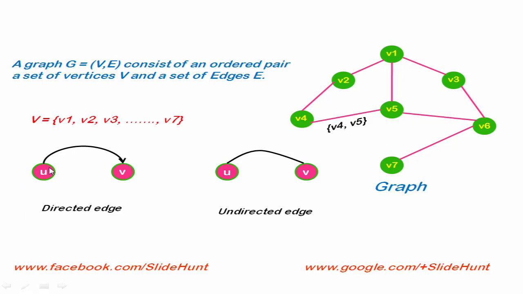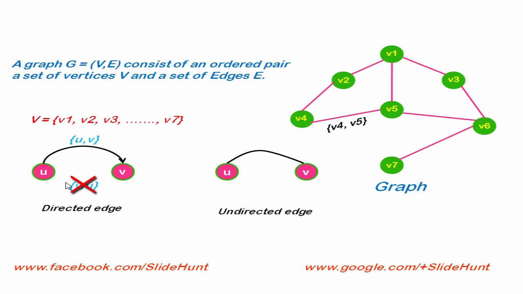Here u is the source and v is the destination. A directed edge can be represented by an ordered pair, something like this: (u, v). In the pair, the first element must always be the source and the second element must be the destination. This pair indicates there is a connection from vertex u to v. But we can't write the ordered pair as (v, u), because there is no connection from vertex v to u.